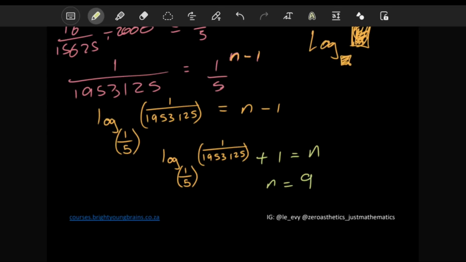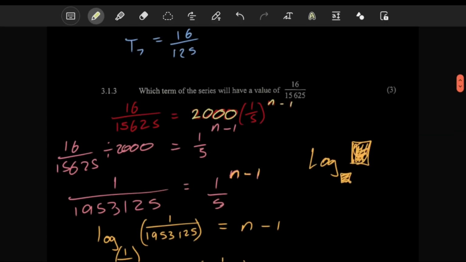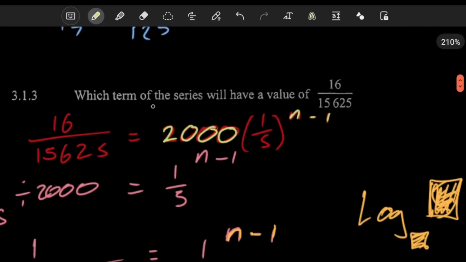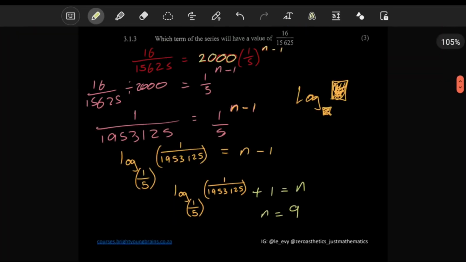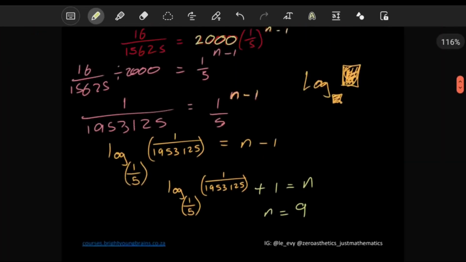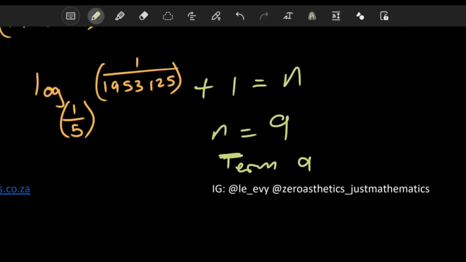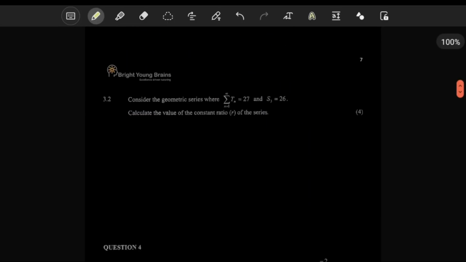But anyways, what do we have to do now? What was the question again? Oops, that was embarrassing. It says which term in the series will have this value. So we have worked out which term will have this value: term number 9. There you go.